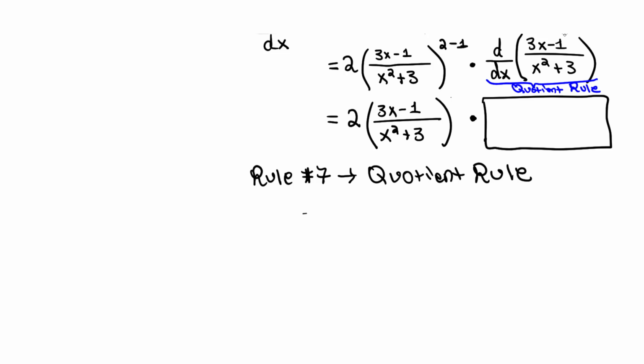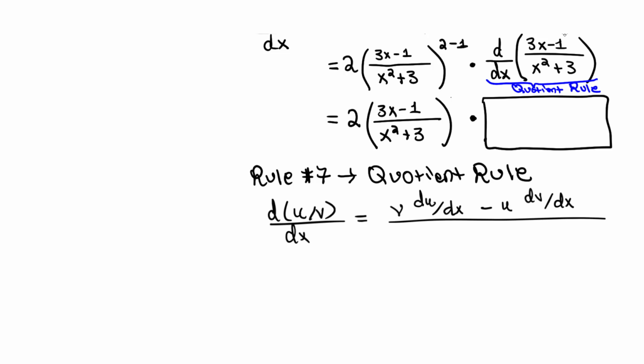The quotient rule is written as follows. So let me denote that. It's going to be d of u over v divided by dx. Just rewriting this, we take the v value. We do the derivative of the function u with respect to x. Then minus the function u, and we take the derivative of the function v with respect to x. And all of that is divided by the function v squared.